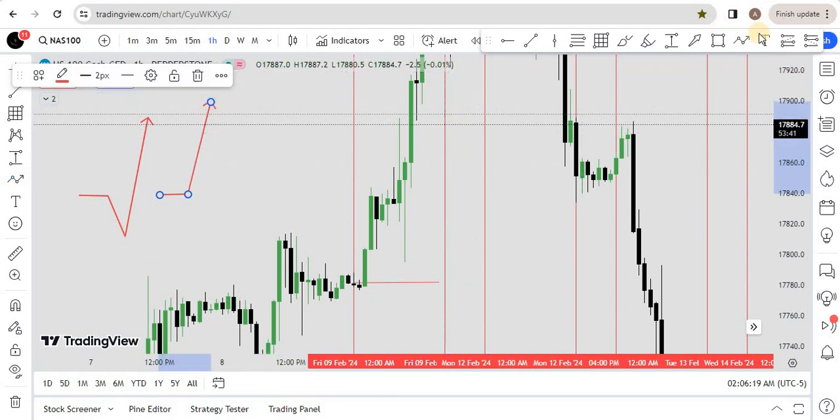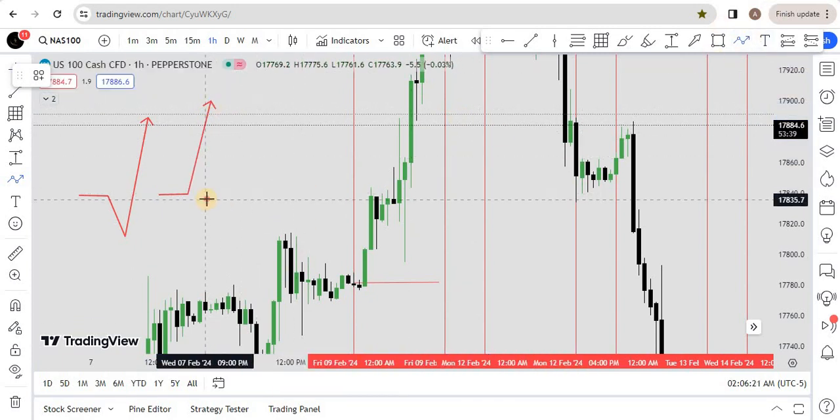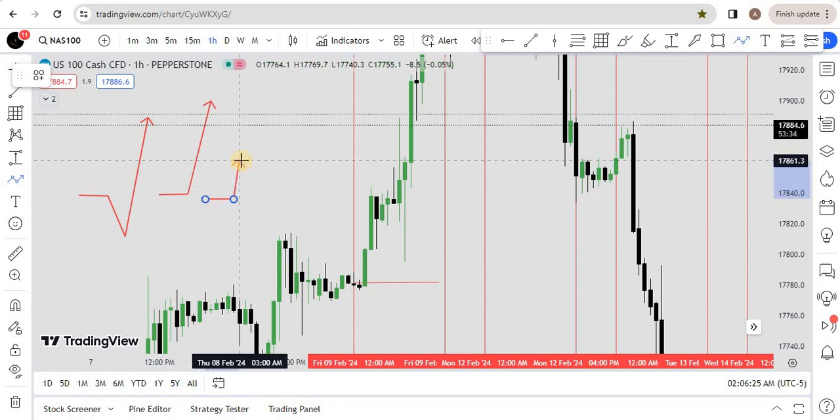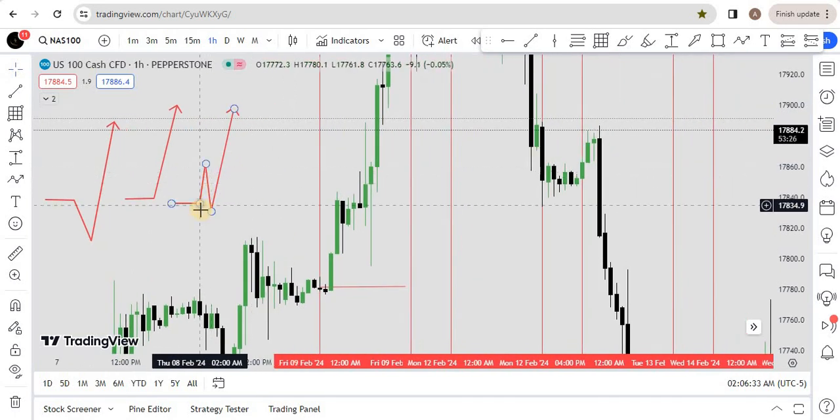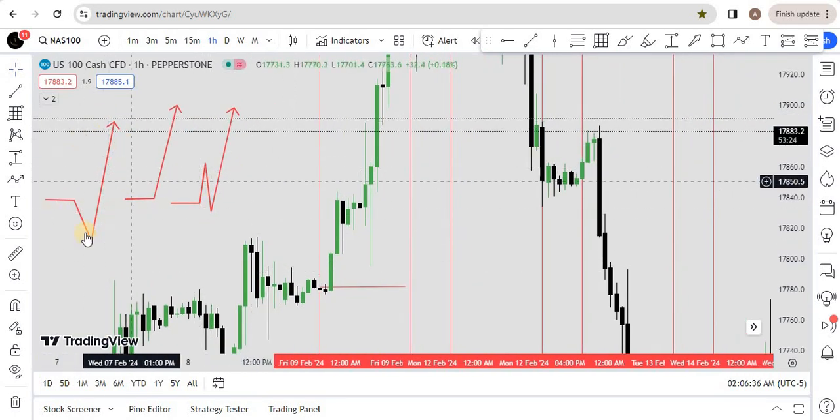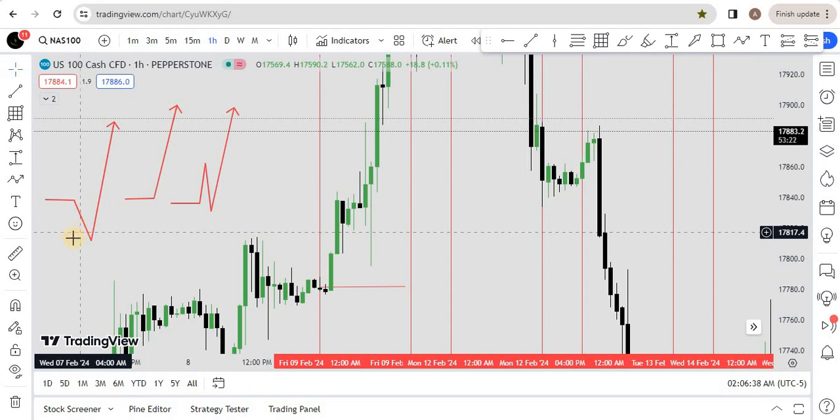Sometimes price does not come to your midnight open and expands to the upside. Or sometimes price opens, goes upside, comes back again, just touches and goes to the upside. This type of scenario you will also see, but most of the time you will see this ICT power of 3.